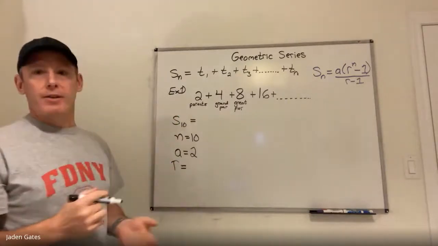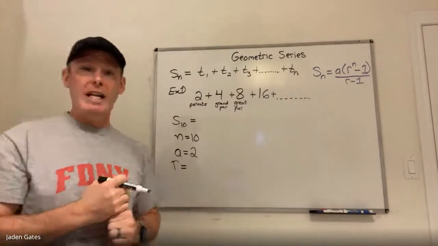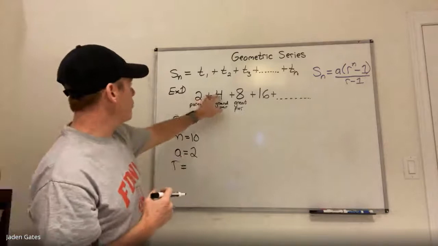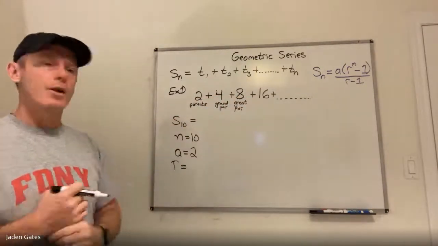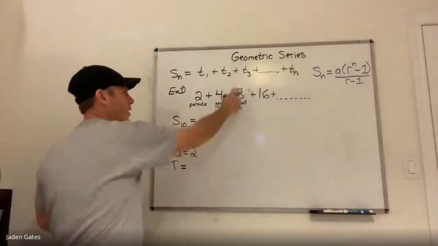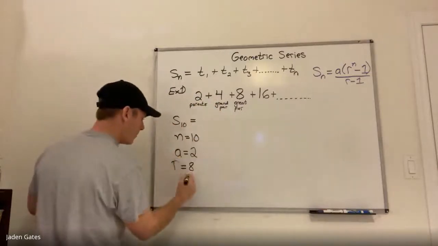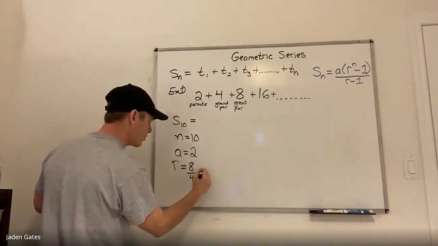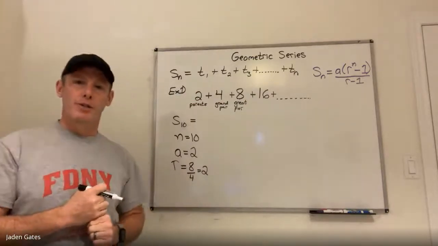And again, sometimes, not all the time, well, most of the time I would say the r value is not easy to see. I go from 2 to 4, 4 to 8, 8 to 16. I think this one's a little bit easier, but if I want to make sure, I take any term and divide it by the one before it. So I could take this 8 and divide it by the one before it. And 8 divided by 4 is 2, because we're doubling each time that we go through this scenario.